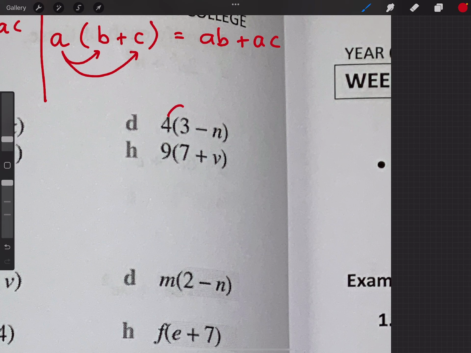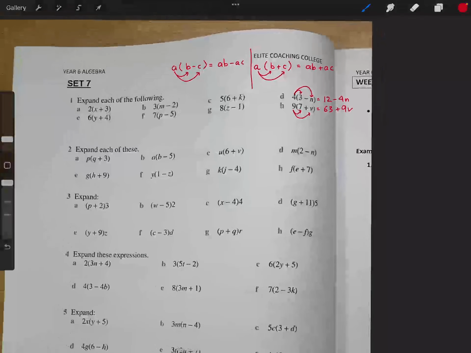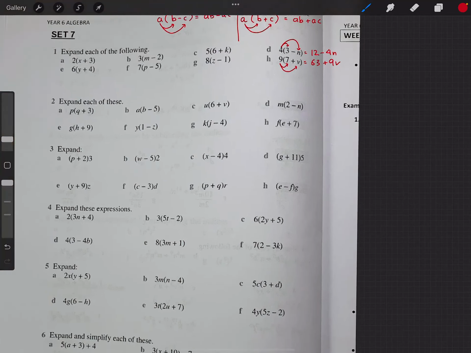This will be 4 times 3, that will be 12. And then 4 times minus n, that's minus 4n. Next one, 9 times 7 equals 63. And then 9 times a positive v means plus 9v. There's your answer. Okay, so question 2 and 3 is the same thing.